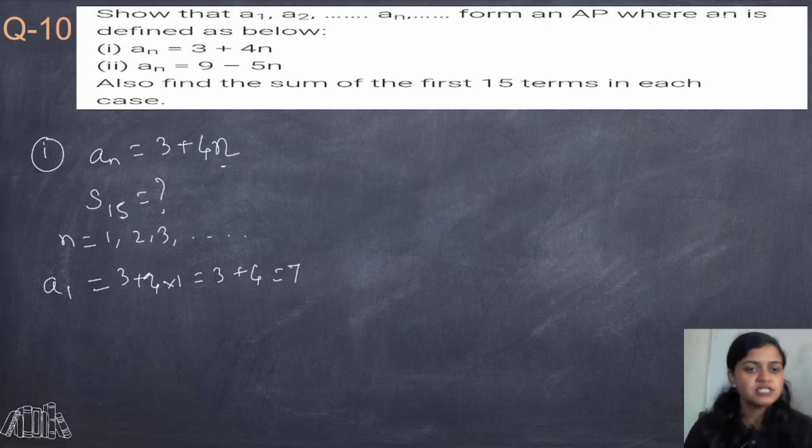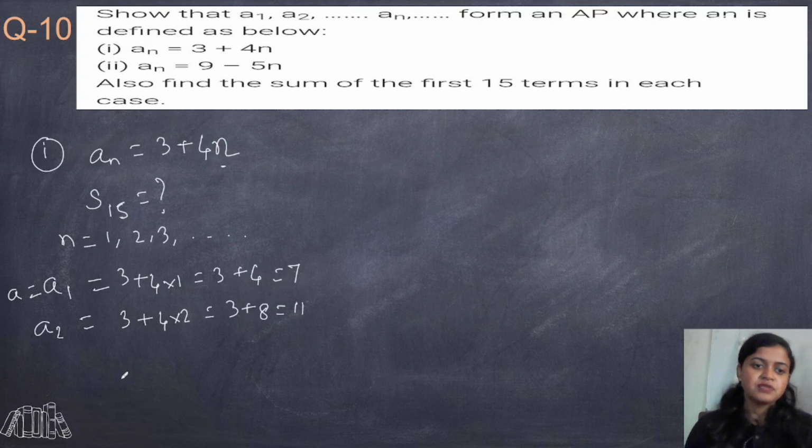This is the first term, so you can denote it by A. A means A1. And next A2. A2 equals, if you put the value of 2 here, 3 plus 4 into 2, that is 3 plus 8, that is 11. So A2 equals 11. Okay. So D means the second term minus the first term. So if I write A2 minus A1, A2 is 11 and A1 is 7. So 4 is the value of D.